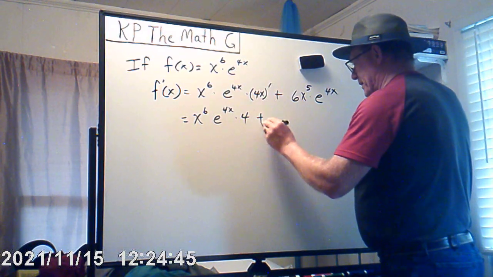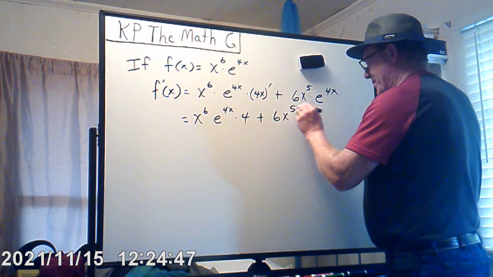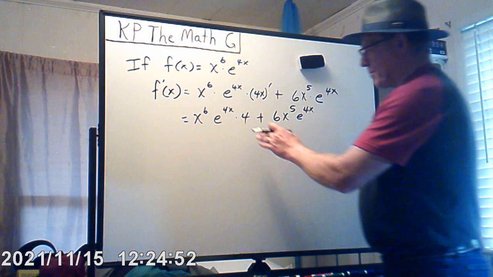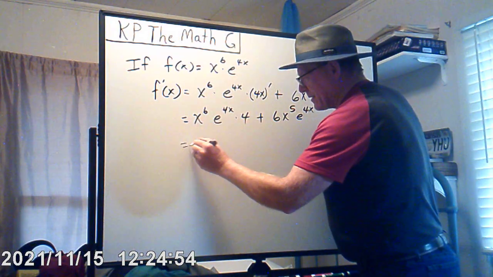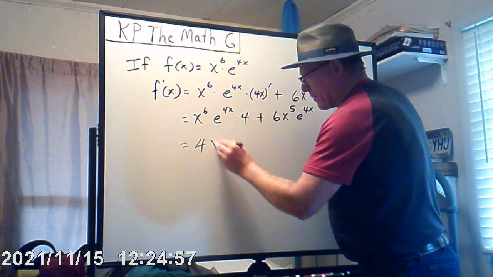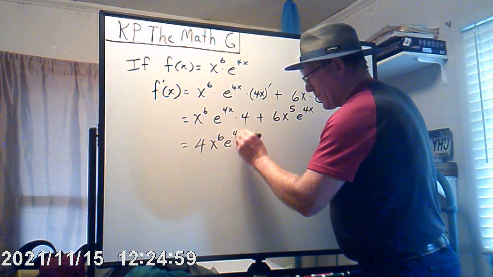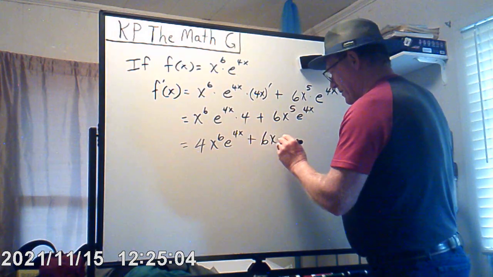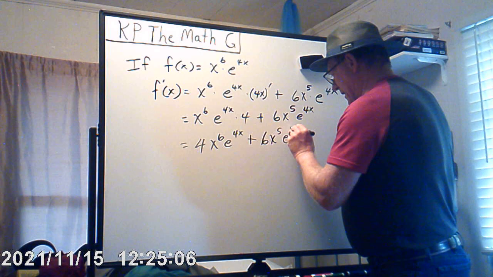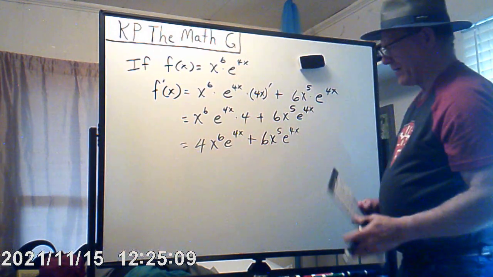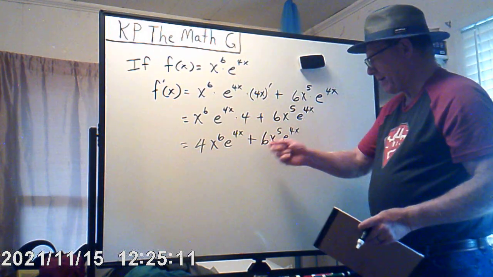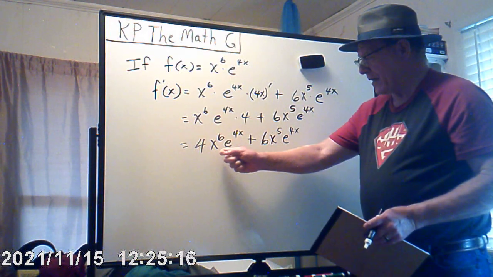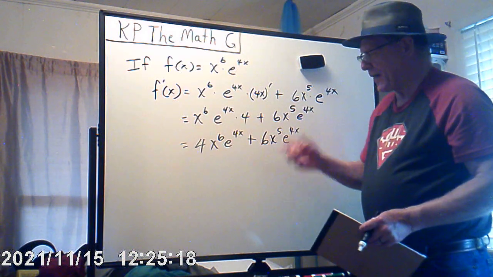Alright, and then this plus 6x to the fifth, e to the 4x here. We could put a 4 here in front, just kind of clean it up a little bit. 4x to the sixth, e to the 4x plus 6x to the fifth, e to the 4x. And I'm just going to leave it like that. You could factor out a 2, x to the fifth, e to the 4x if you wanted to.